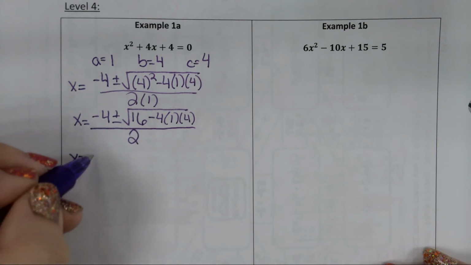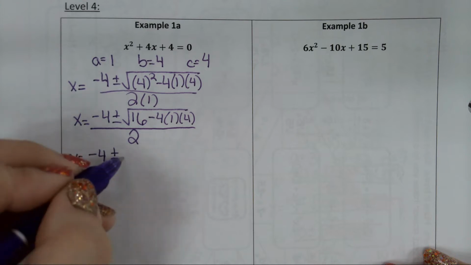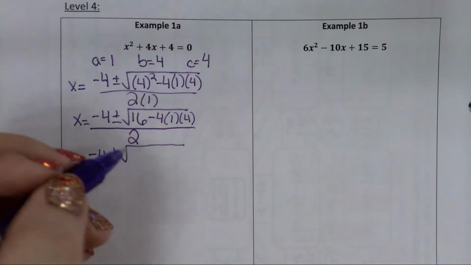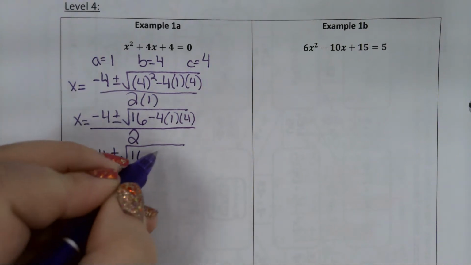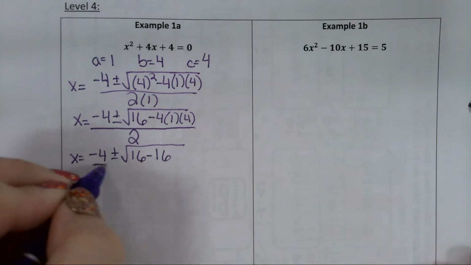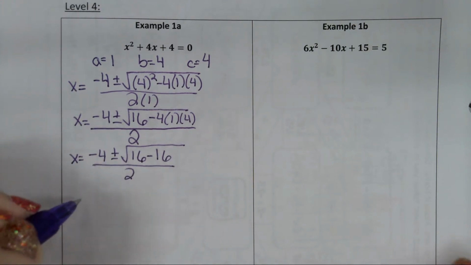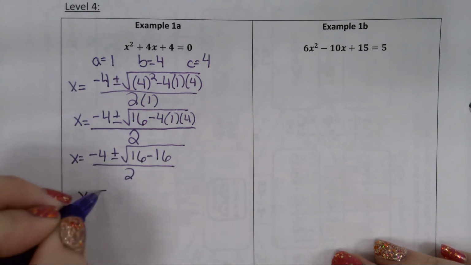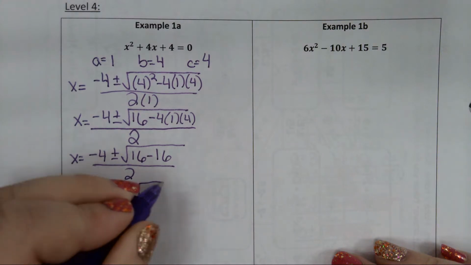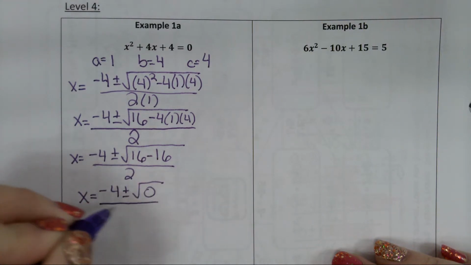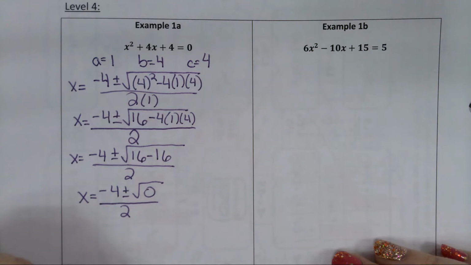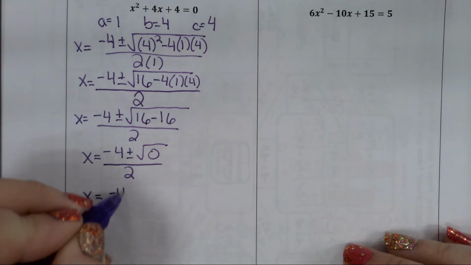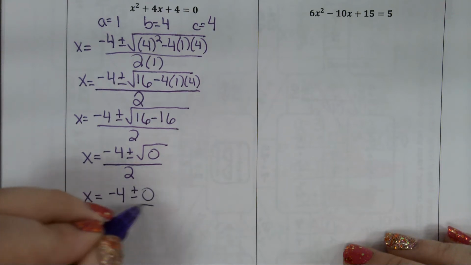Then in our calculator, we'll get to do the negative 4 times A times C. So we'll have 16 minus 16. Then we'll do our subtraction, and we'll take our square root. The square root of 0 is just 0.